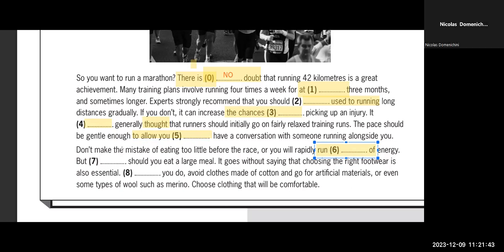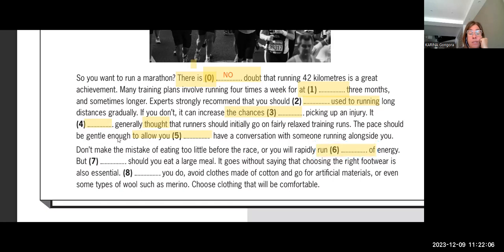I finish. Okay, what about the rest? I finished, but I'm putting the whole sentence, the whole phrase in each place. I'm changing the color.